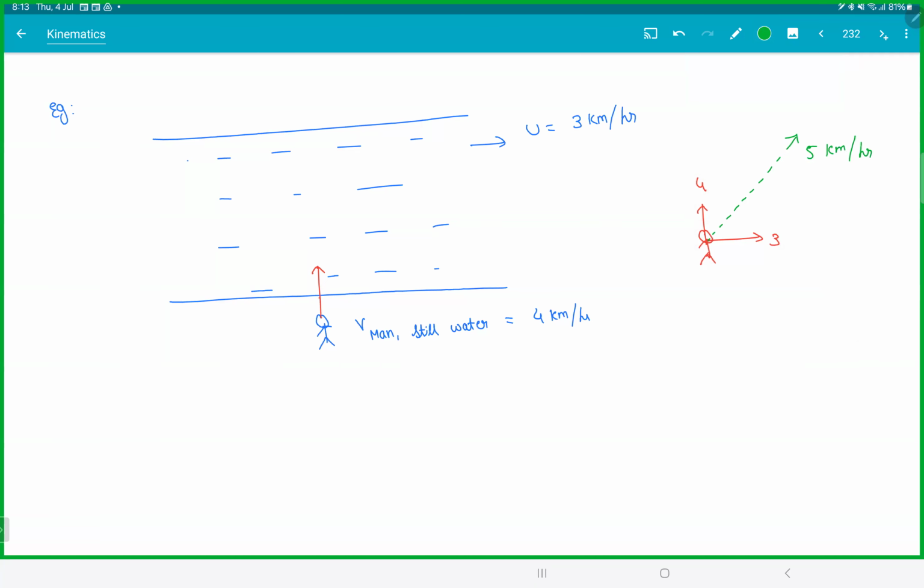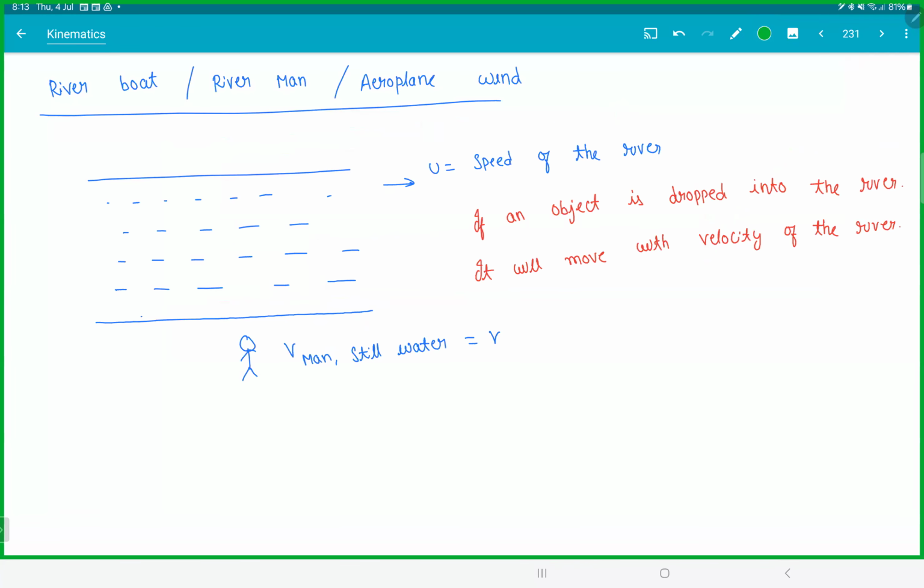You're getting it? It will be a vector resultant. He himself is trying to go in the y direction, but the river is pushing in the x direction. So the resultant would be 5 at an angle. He won't be going straight. Is this clear, everyone? What does a river do? That's it, this is the main idea. Whenever you drop something into the river, it will have the same velocity as the river. On top of it, if you yourself can also go at extra speed, that also will add up vectorially. Clear.